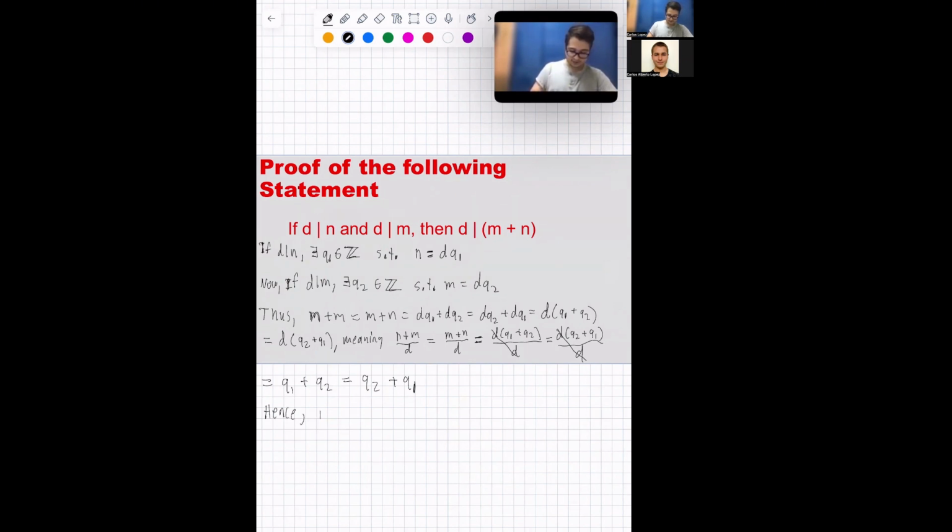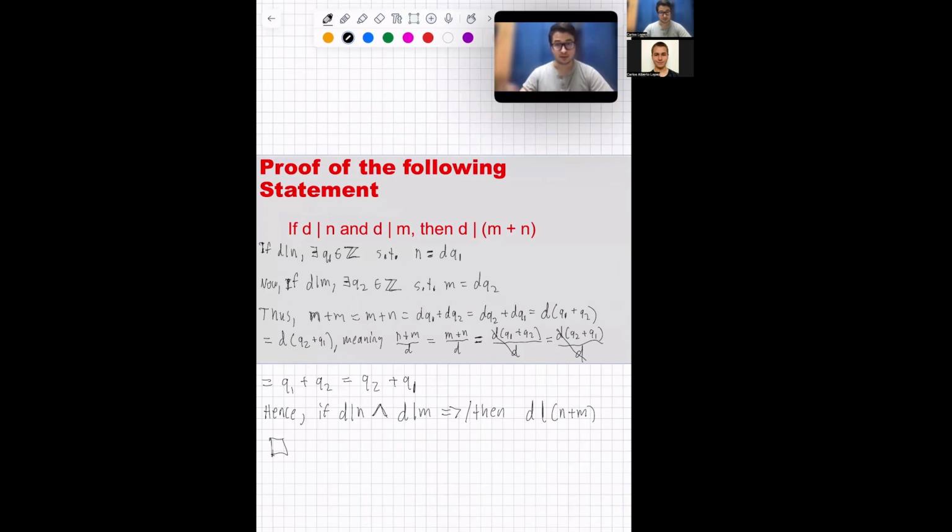Hence, if d divides n, and this is a logical and, d divides m, we can say therefore, we can say thus, can be interchangeable. You can use the arrow, you can say, then d divides n plus m, okay? And that's the end of the proof. You can see that just with that, you can prove the first part of the theorem, okay?